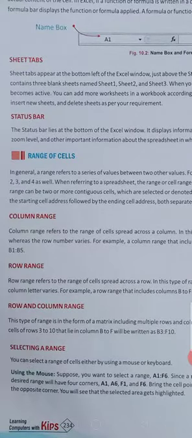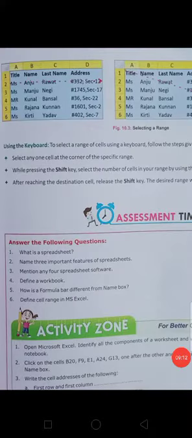Selecting a range, how to select a range? If we want to select a range, we just click and drag. We need to select in dragging mode. Through the keyboard, how to select? We just press the shift key on the keyboard and after that use the arrow keys. I will repeat. If we want to select a range through the mouse, we just click and drag the mouse, and through the keyboard we use the shift key and after that the arrow keys.